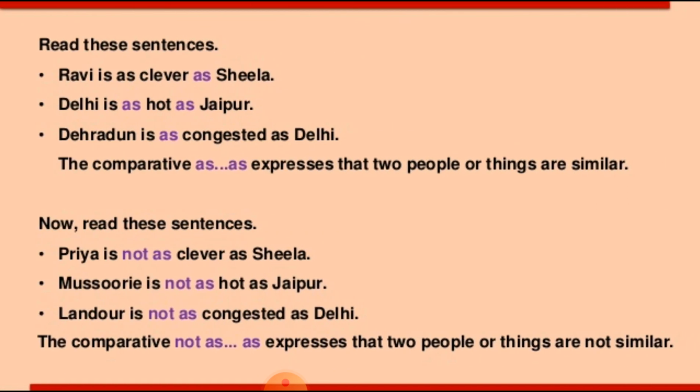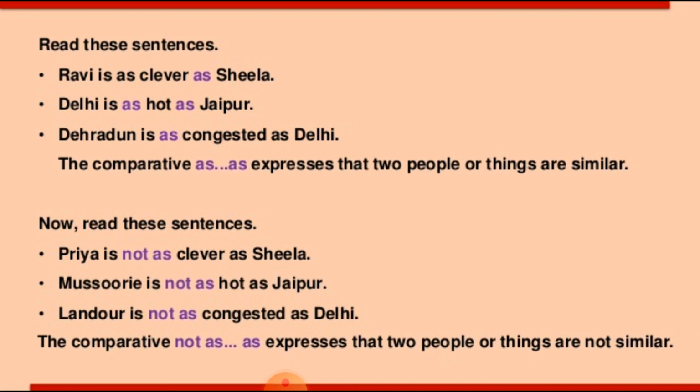Read this sentence. Ravi is as clever as Sheila. Delhi is as hot as Jaipur. Dehradun is as congested as Delhi. The comparatives as hot as, as clever as, as congested as express that two people or things are similar.